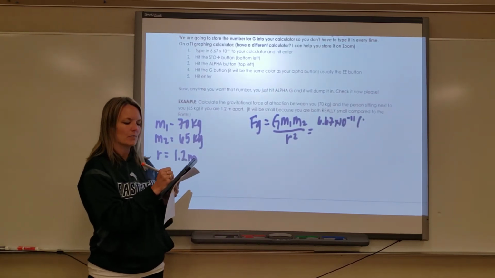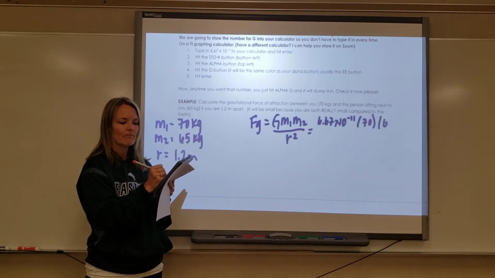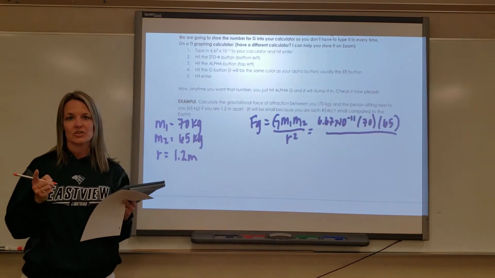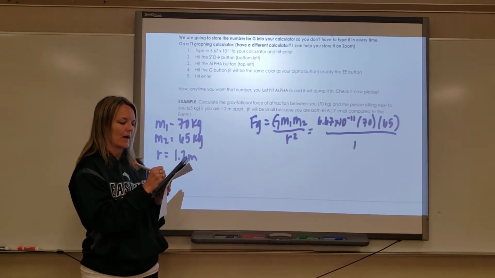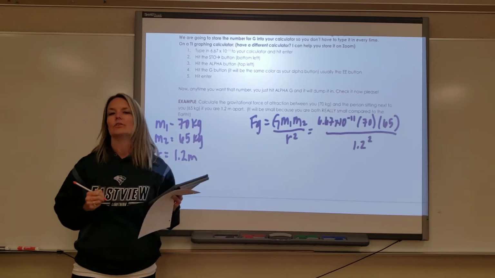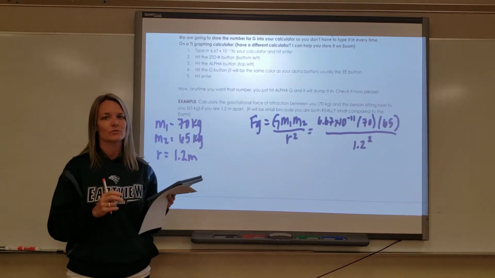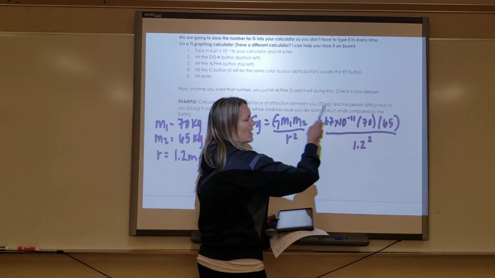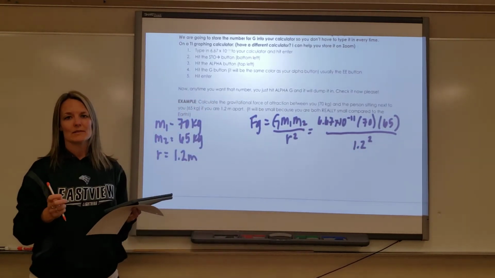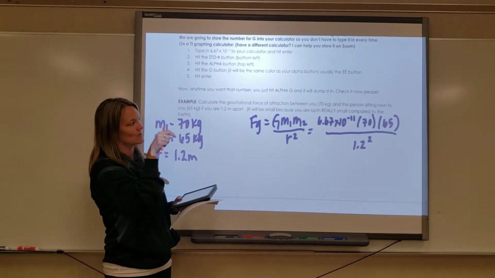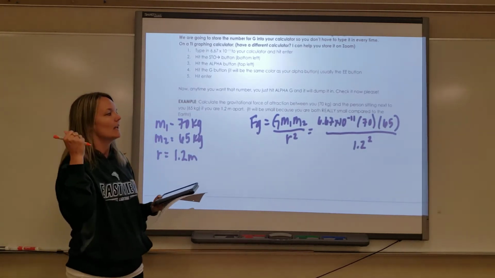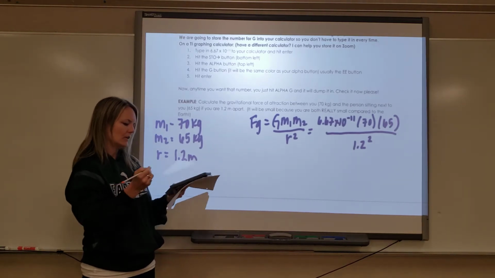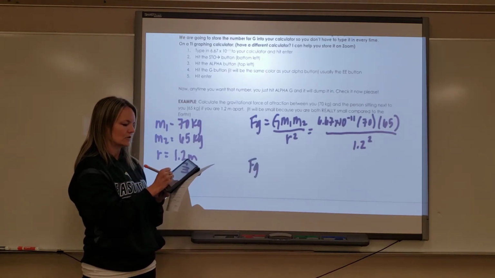You're then going to multiply it by 70, and then you're going to multiply it by 65, and then finally you're going to divide it by the radius, and you have to remember to square the radius. If you ever do anything wrong mathematically, almost always it's you forget to square your R. All right, try typing this in for me. Alpha G times 70 times 65. You can either hit enter or divide it by 1.2 squared, and you should get your gravitational force.